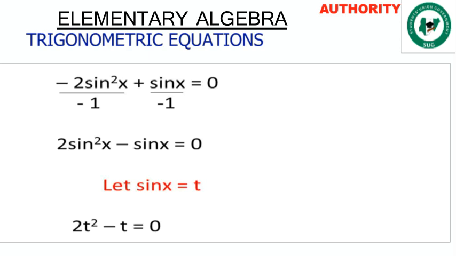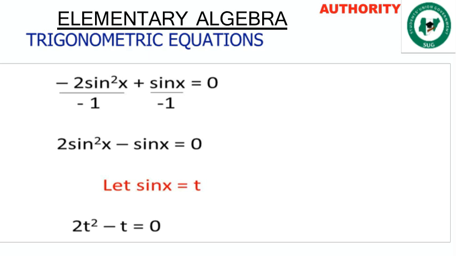Now let's make this expression look better. Let's change sine x and call it another thing. Let sine x be called any letter. You can use any letter. In our previous one we used P, now let's use T. Let sine x be equal to T so that it looks better and our solving will be easier.